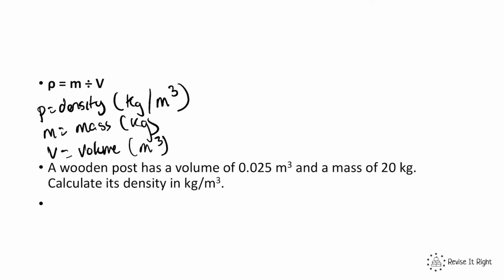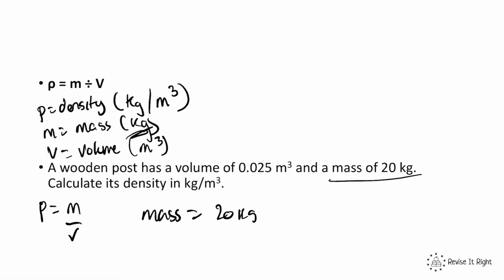Let's go through a worked example. So a wooden post has a volume of 0.025 meters cubed and a mass of 20 kilograms. Calculate its density. So first things first, we always like to write our equation. So density equals mass over volume. Then we want to write down what numbers we have. So our mass is 20 kilograms, and that is kilograms, so the unit is correct.